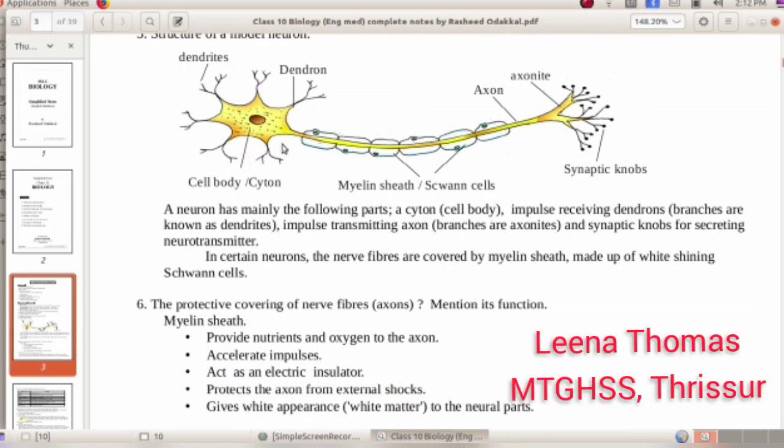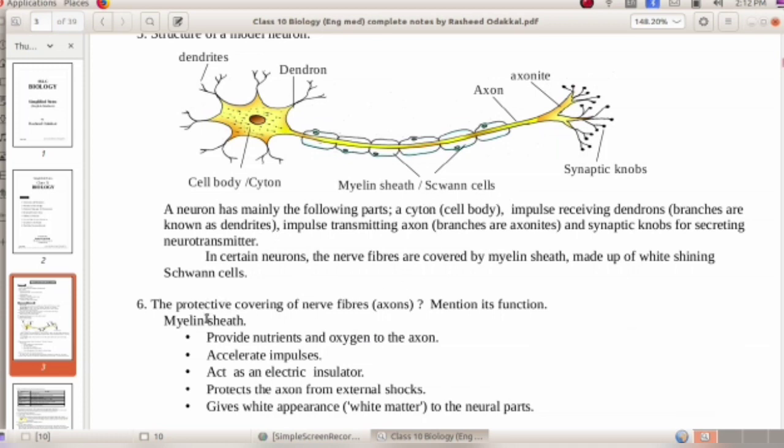the axon is covered by a covering called myelin sheath. Myelin sheath is made by Schwann cell. Then we are going to see the functions of the myelin sheath.